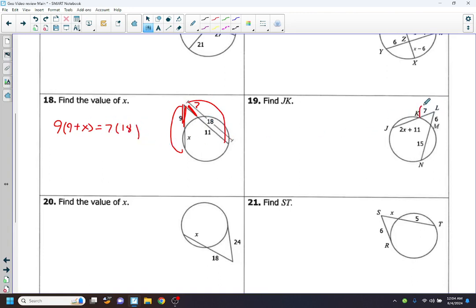Here, outside, that's 7, times the whole thing, which is not 2x plus 11, but 2x plus 11 plus the outside part, 7. So don't get tricked by that. Equals the outside, which is 6, times the whole thing, 6 plus 15, which you could do in one step. You could write 21 if you really wanted to. And then you solve from there.